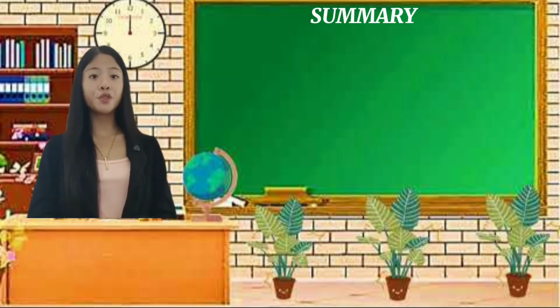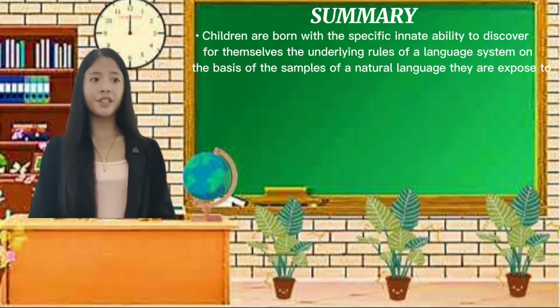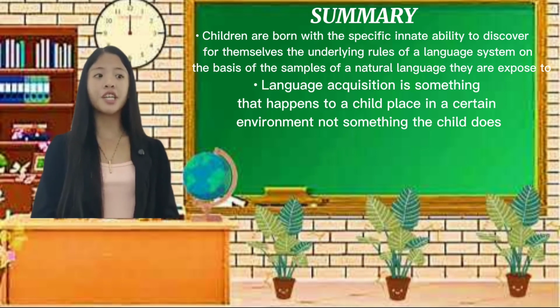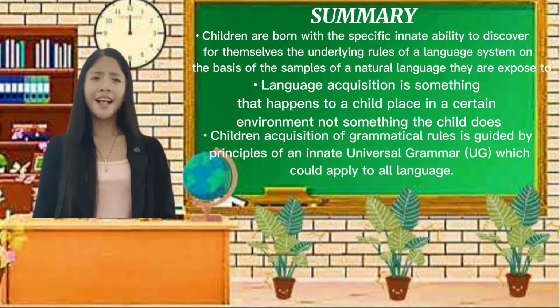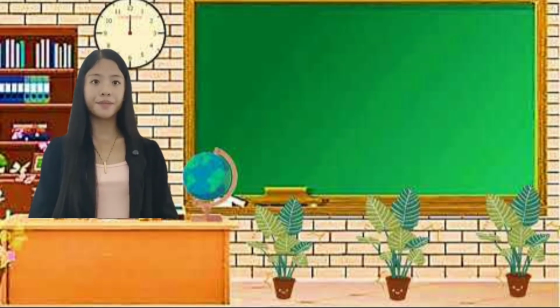So, this is the summary of Chomsky's Nativist Theory. Children are born with a specific innate ability to discover for themselves the underlying rules of a language system on the basis of the samples of a natural language they are exposed to. Language acquisition is something that happens to a child placed in a certain environment, not something the child does. Children's acquisition of grammatical rules is guided by principles of an innate universal grammar, or UG, which could apply to all languages.